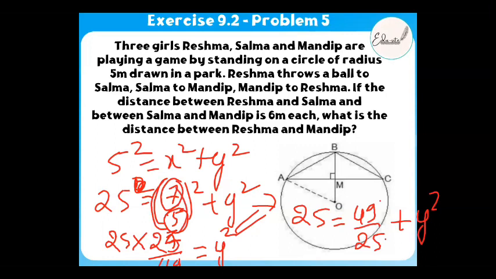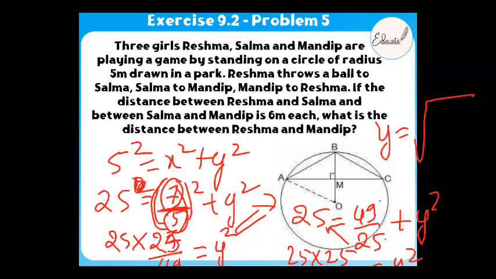We have to apply whole squaring, right? Right, Laiba? 7 square over 5 square it becomes 49 over 25. Now it is moved here. 25 into 25 over 49 is equal to y square. So what is y? Y is nothing but root of 25 into 25 over 49.